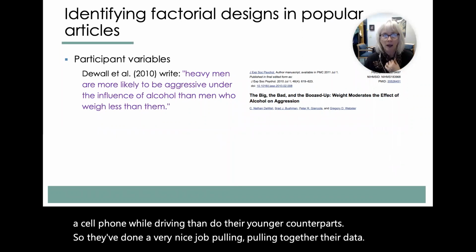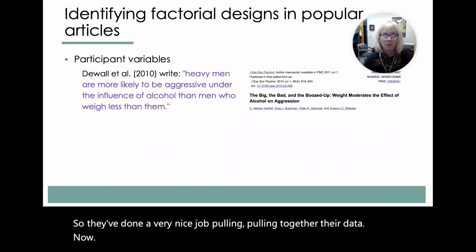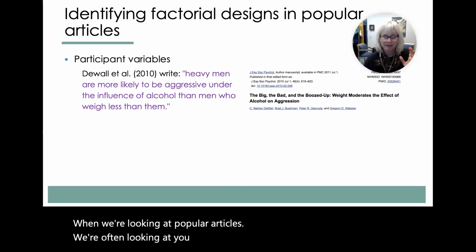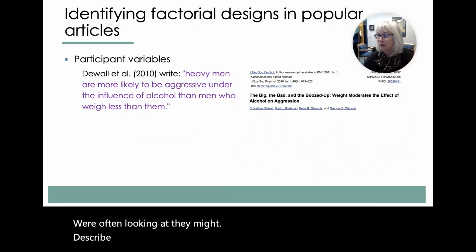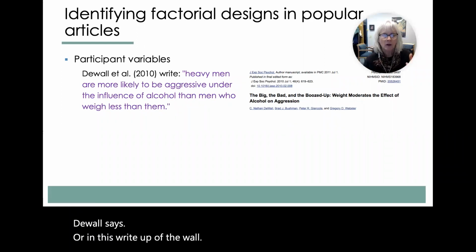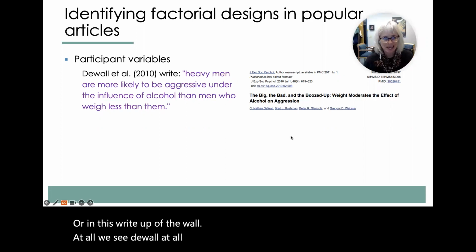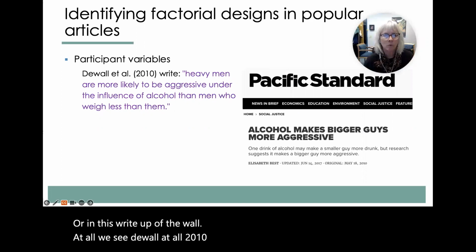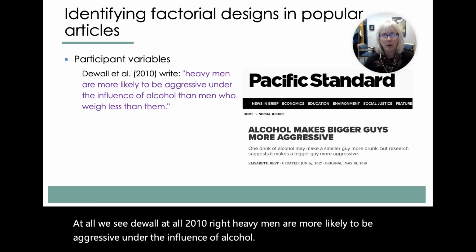Now, when we're looking at popular articles, they might describe participant variables. In this write-up of DeWall et al., we see DeWall et al. 2010 write, heavy men are more likely to be aggressive under the influence of alcohol than men who weigh less than them.